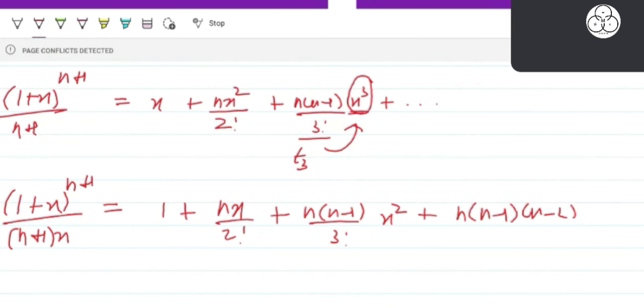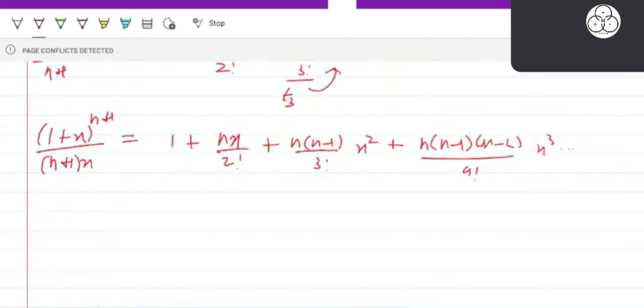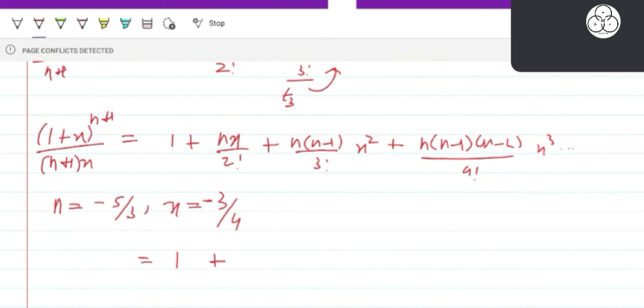that is our fourth term, right? I'm not going to write it further: 4 factorial over x cube. This will be continued, right? And that was the required expression that we are getting, where the value of n is minus 5 by 3 and the value of x is minus 3 by 4. Just put the values and check that we are getting our required sequence.